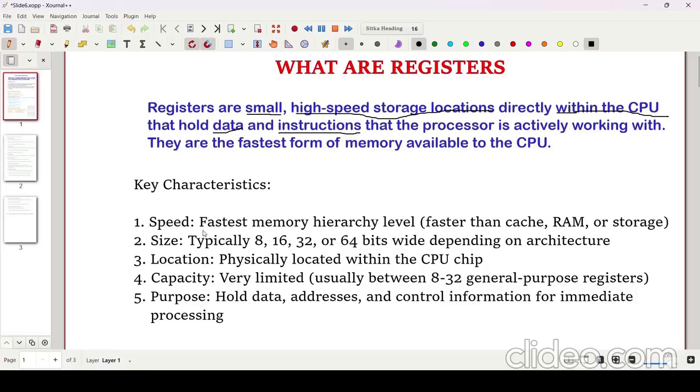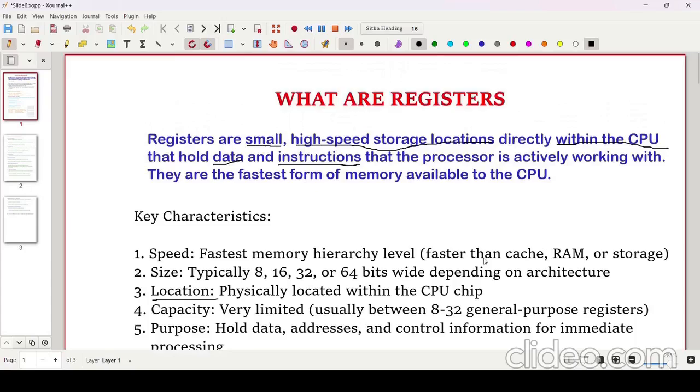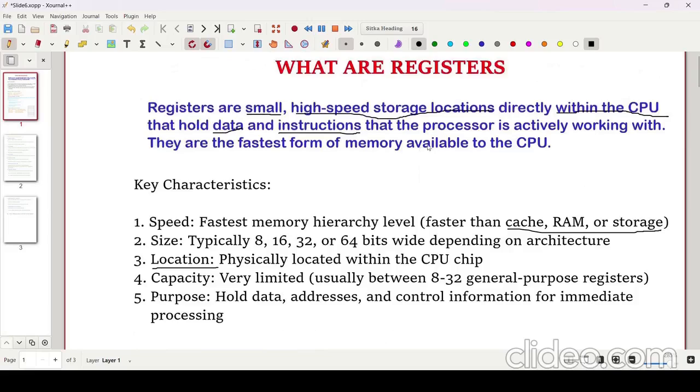First one is speed. These are the fastest level of the memory hierarchy, because they are faster than cache memory, RAM, or even storage, since they are directly accessed by the CPU. Their size can vary from 8 to 64 bits depending on the architecture you are using, like 8 bits, 16 bits, 32 bits, and 64 bits. As for location, they are physically located within the CPU chip. That is why they are faster than all these other kinds of memory, because the CPU can directly access the registers.